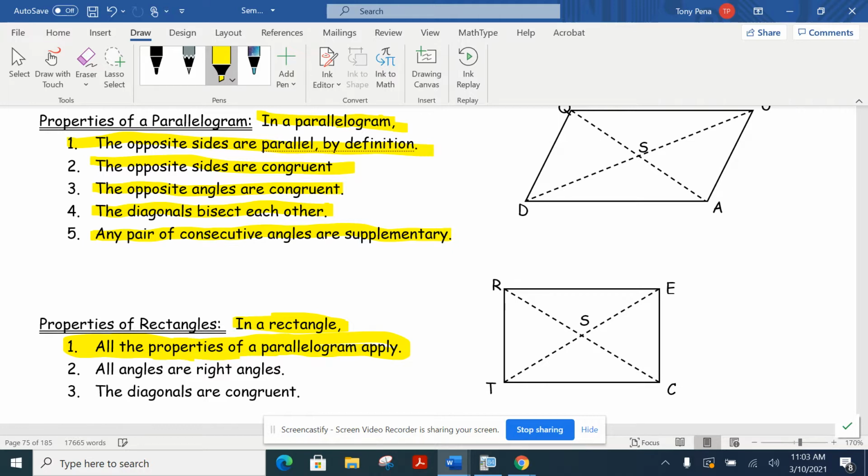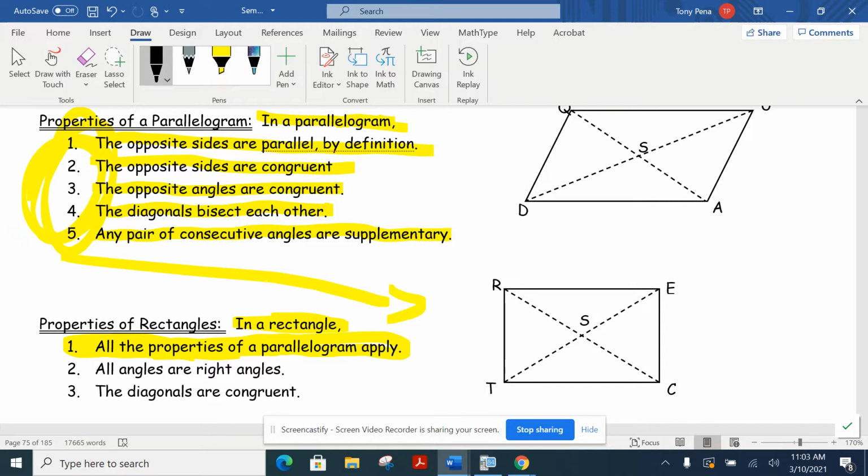All right, so all the properties of a parallelogram are going to apply. So all of these also apply to a rectangle, but we also have a few unique properties of a rectangle that don't apply to a parallelogram, and that is all the angles are right angles. So this angle here is a 90, 90, 90, and then 90. And then your diagonals are congruent. So this diagonal and this diagonal are congruent. That's if we're dealing with a rectangle.